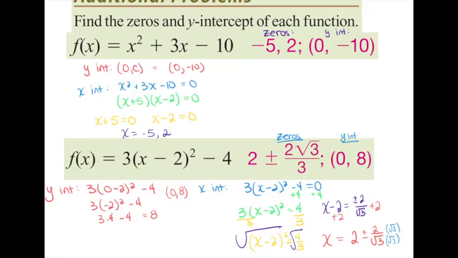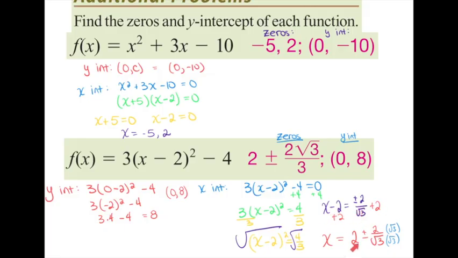For your x-intercept, or your zeros, set this whole thing equal to 0. 3 times (x minus 2) squared minus 4, add your 4 over. Divide by 3, so we have (x minus 2) squared equals 4/3. Take the square root of both sides. 4 has a perfect root, that's 2. You did have to say positive or negative for this. 3 does not have a perfect root, so we did square root of 3. Just leave it as a square root if it doesn't have a perfect root there. Then add your 2 over.